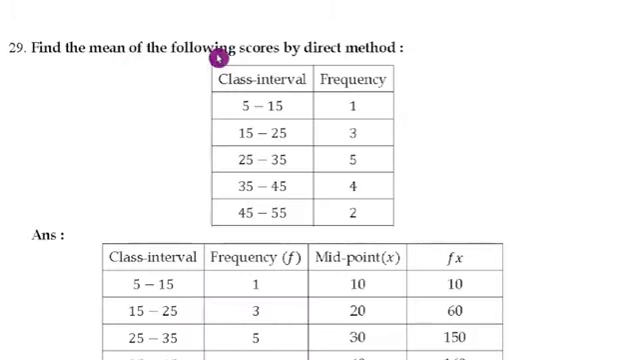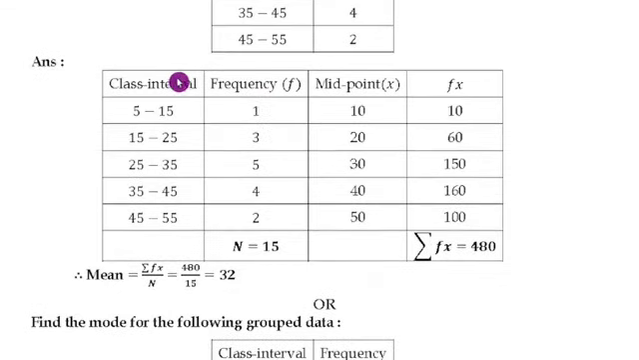29th question, find the mean of the following score by direct method. So we have to find the mean by using direct method. So take the table, class interval and frequency. So you have to add the frequency, that will become 15. So midpoint you should find out, that is x.